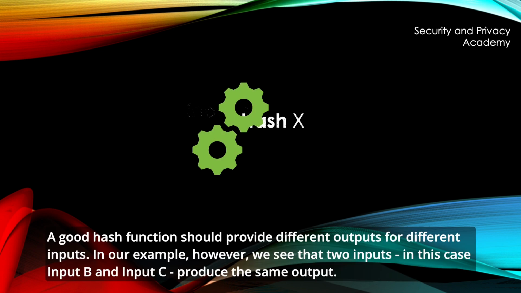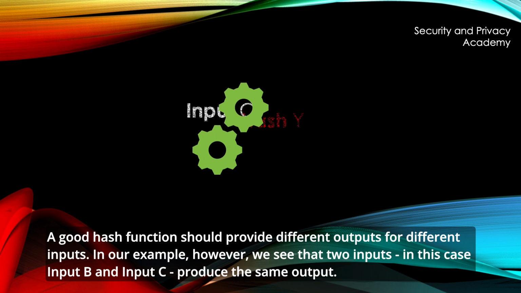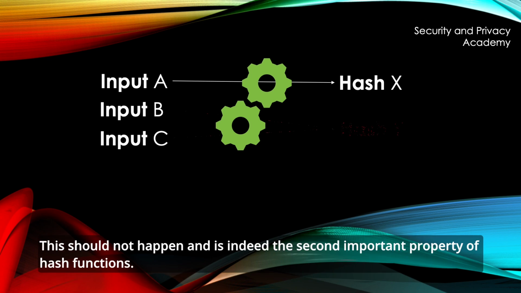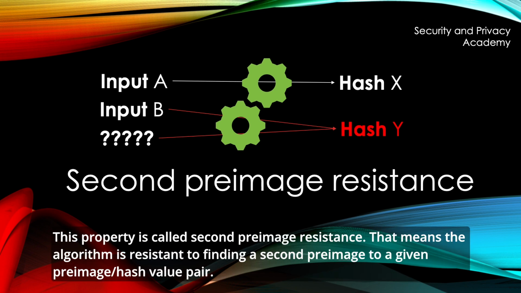A good hash function should provide different outputs for different inputs. In our example, however, we see the two inputs, in this case input B and input C, produce the same output. This should not happen, and is indeed the second important property of hash functions. There should be no way to find a second input or pre-image to a given pair of input and hash. This property is called second pre-image resistance. That means the algorithm is resistant to finding a second pre-image to a given pre-image hash value pair.